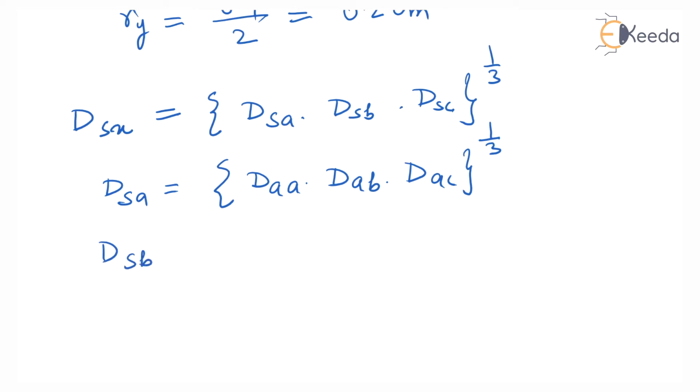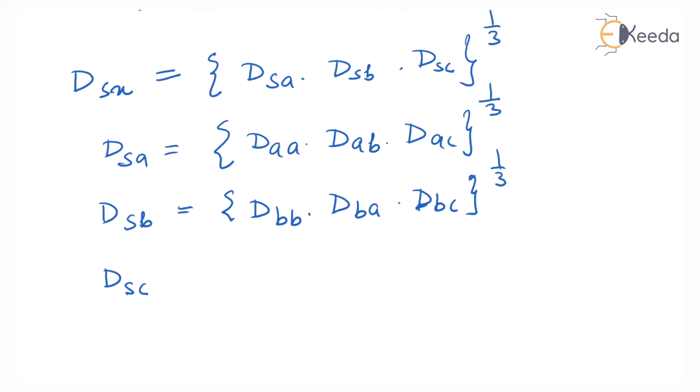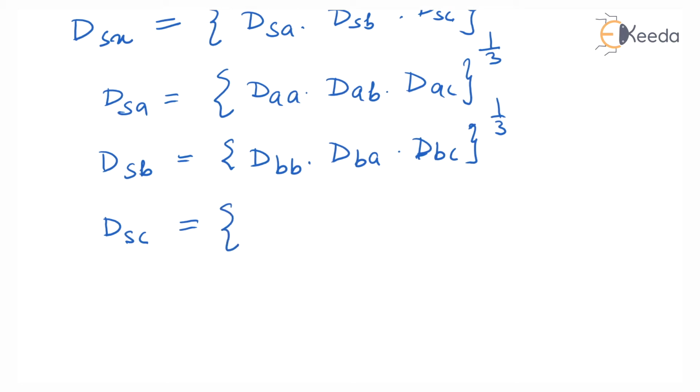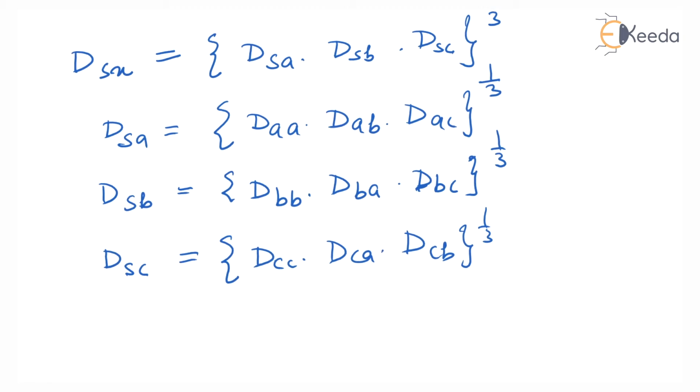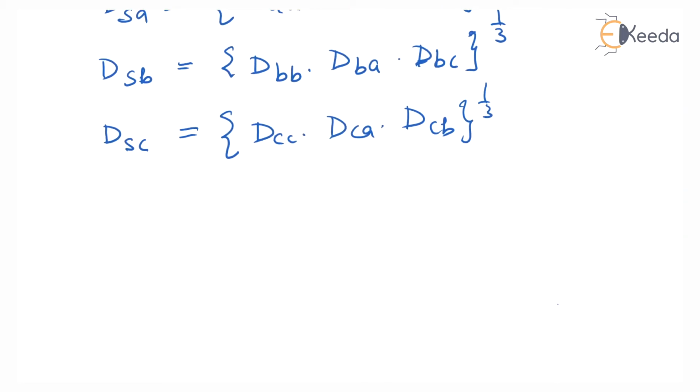Similarly, DSB is equal to DBB into DBA into DBC to the power 1 by 3. Now for C, this is equal to DCC into DCA into the distance C to B, to the power 1 by 3. Now put the value of DSA, DSB and DSC in DSX, means self GMD for conductor X.